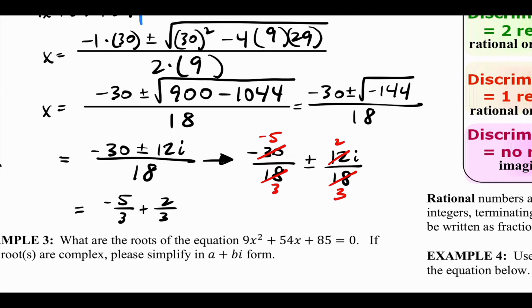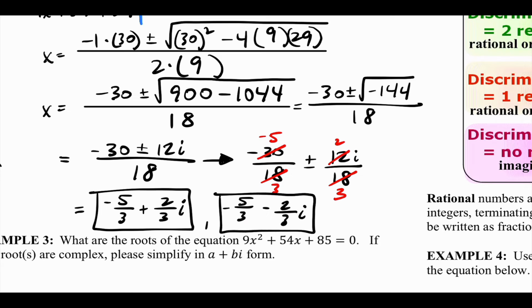The i can go on top with the 2, or you can put it on the side. That's okay too. The only place it can't go is on the bottom. It's not allowed to go on the bottom, but it can go on top or it can go on the side. Either one's okay. Okay. There are my two answers. Negative 5/3 is my real part. 2/3 i is my imaginary part. 2 boxes. Okay.